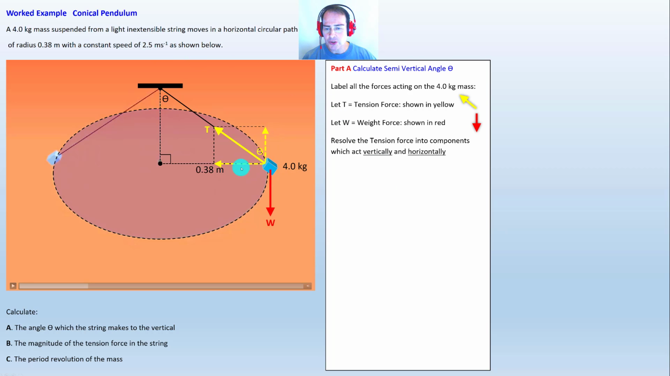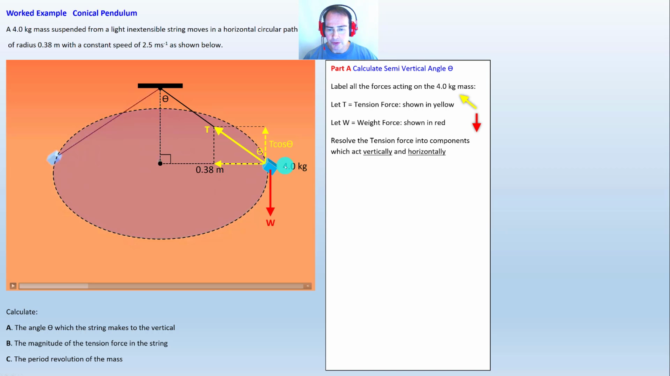Breaking the tension into these two components, which we've represented with dashed arrows, we can effectively replace the tension force with these two components. They would have the same effect as a vector sum would add to the diagonal component, but these two together would have the same effect on the mass as the single tension force shown as a solid line. And so that's the whole idea of resolving a force into components. We're replacing it with an equivalent set of forces which have the same effect but are easier to calculate with.